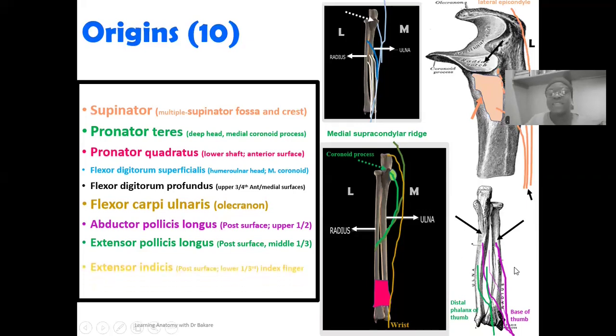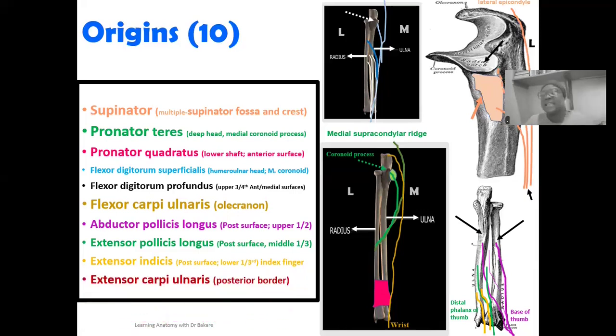Then the next muscle that is also seen around the posterior surface is the extensor indicis. The extensor indicis is seen specifically around the lower third, and it is seen to emerge also around the posterior surface and also the interosseous membrane, and finally seen to be inserted on the index finger. The last muscle that is seen around the posterior surface is the extensor carpi ulnaris. The extensor carpi ulnaris is highlighted here in red, and you see it extending from the posterior surface here of the ulna, and it's finally directed and inserted on the metacarpus.